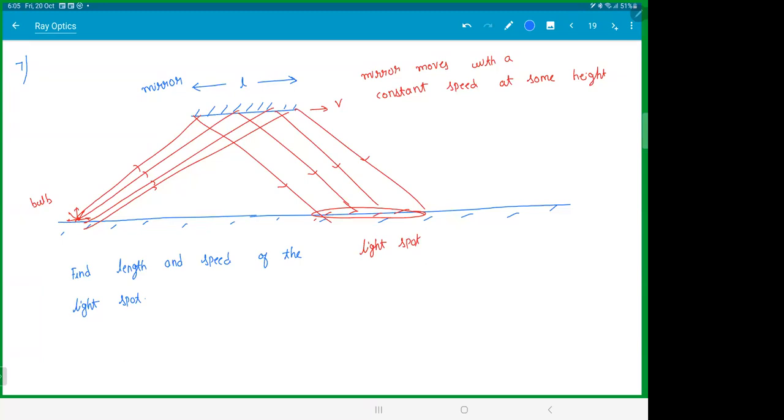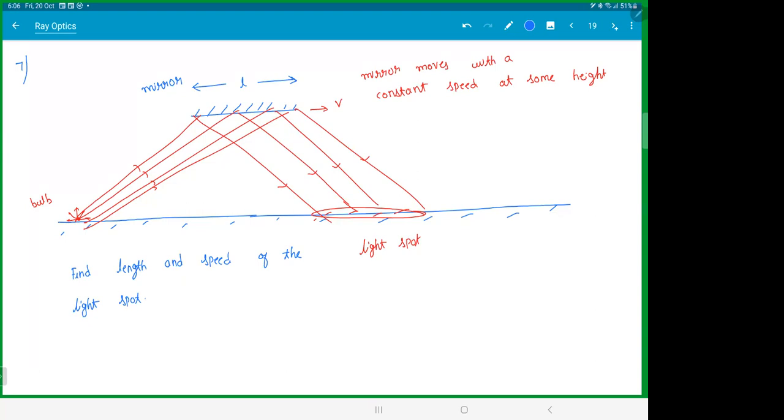Get this. I hope the question was clear. We have a bulb on the floor and there is a mirror at some height of length L going with speed V. The light from the bulb goes and hits the mirror and falls on the ground. You get a light spot. If the mirror is moving with V, find the length and the speed of the light spot.